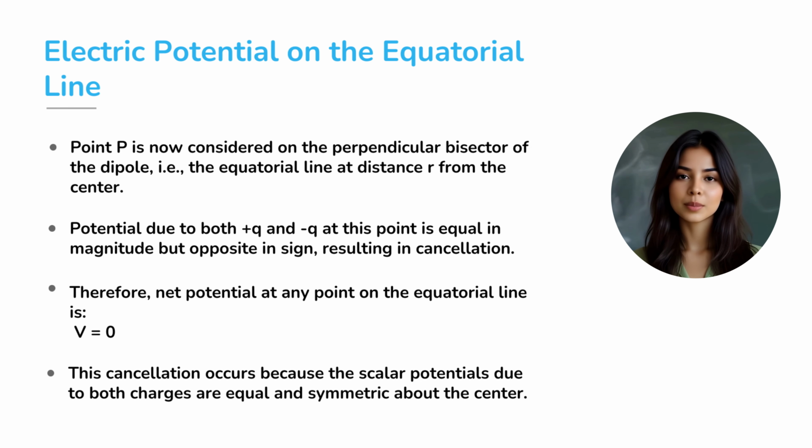V equals V plus plus V minus, which becomes plus kq over r minus kq over r, which equals 0. Yes. On the equatorial line, the electric potential is exactly 0. This is due to perfect symmetry. The scalar potentials are equal and opposite, and they cancel each other out.